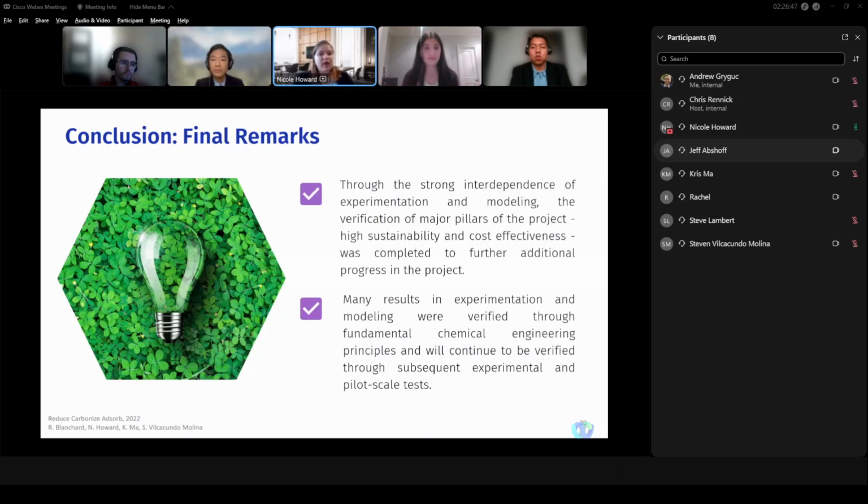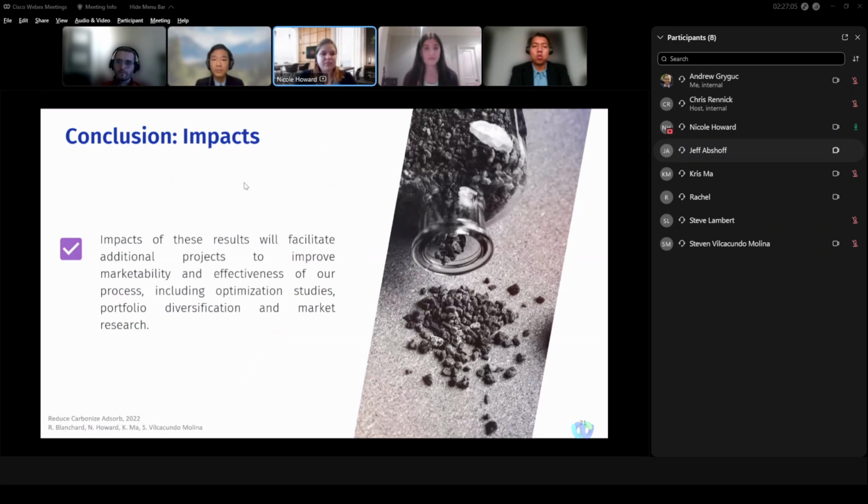Many of these results were verified utilizing engineering fundamental principles, as well as analysis software such as OpenLCA and Aspen Plus. We will continue to verify these results through subsequent experimental and pilot scale testing. These results facilitate additional projects to improve marketability and effectiveness of our process, including optimization studies, portfolio diversification, and market research.